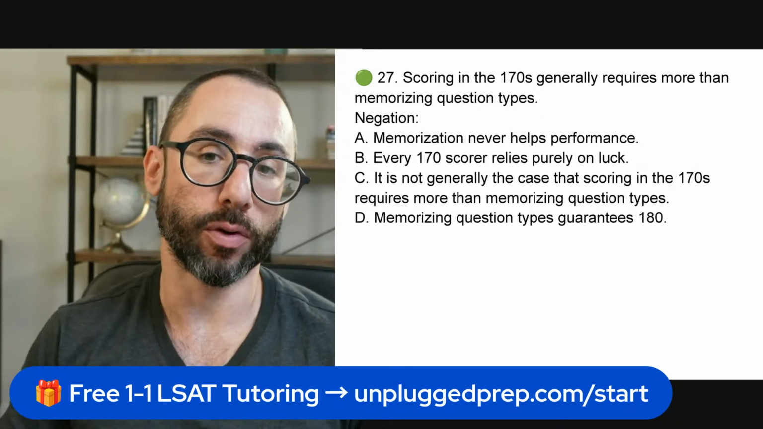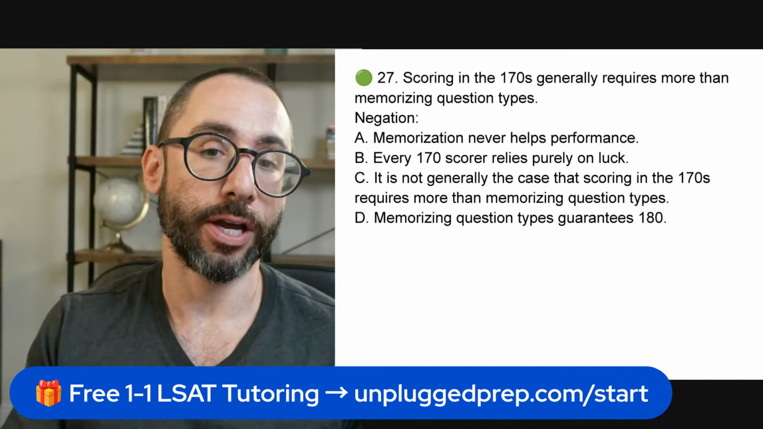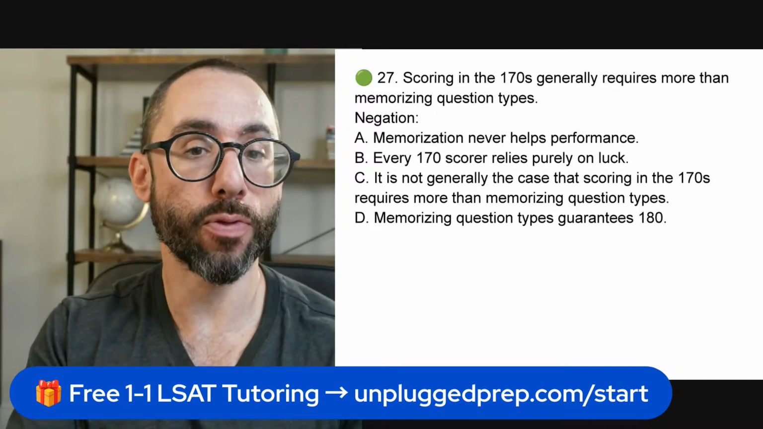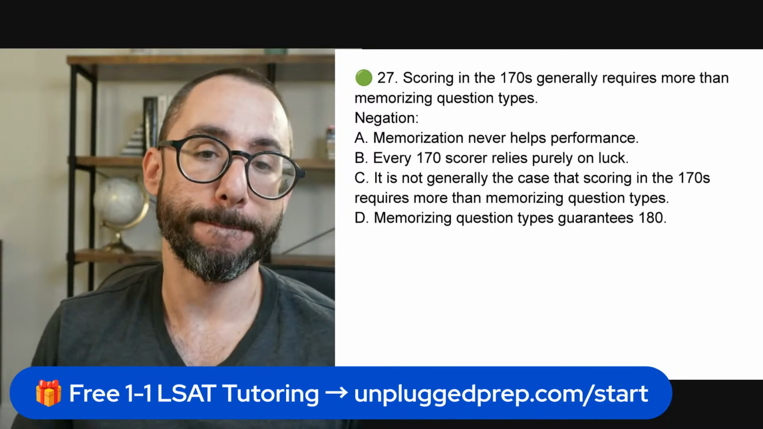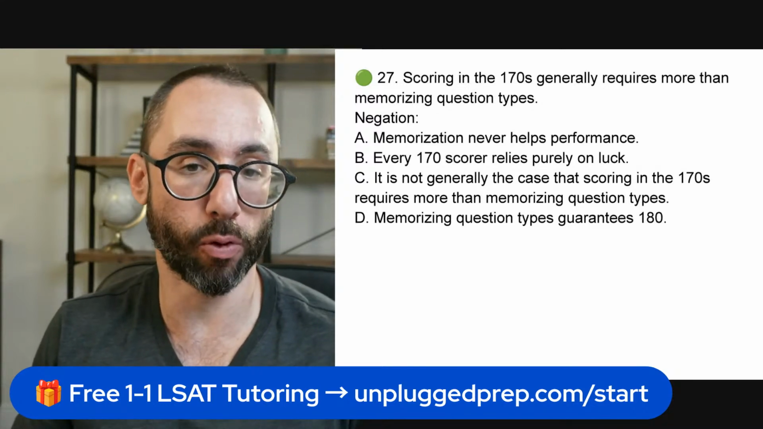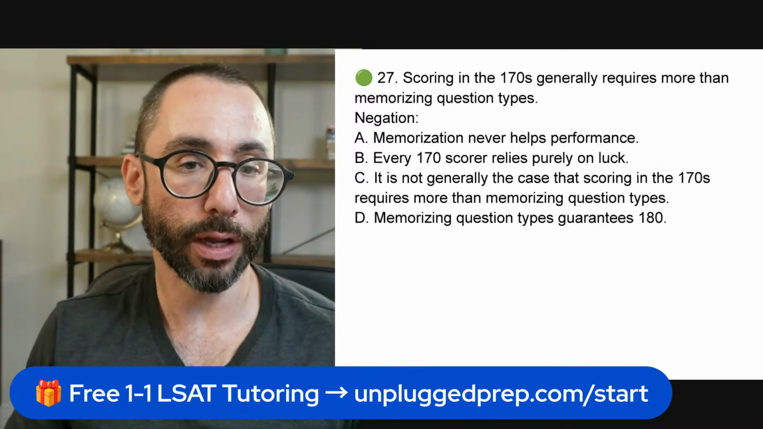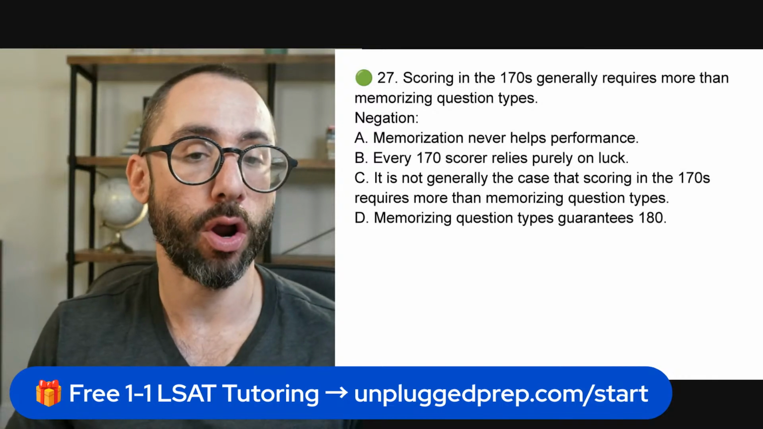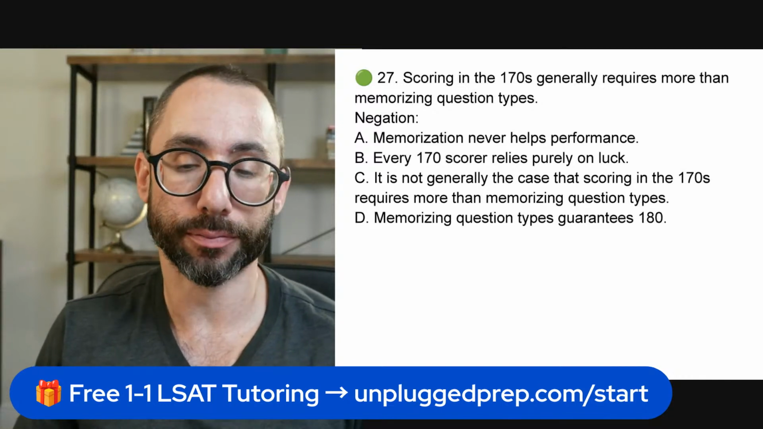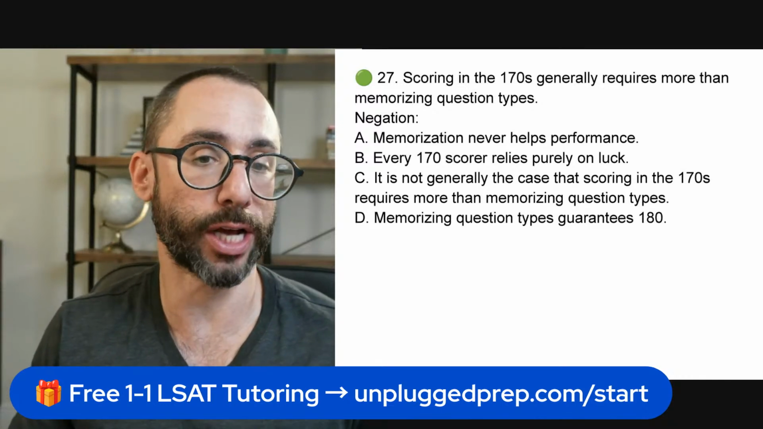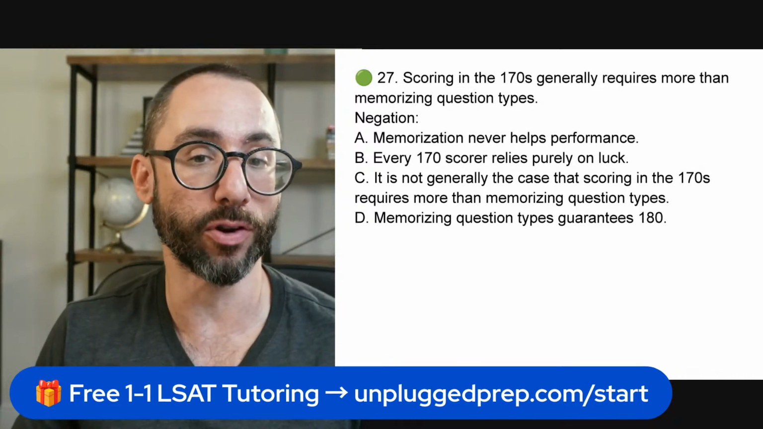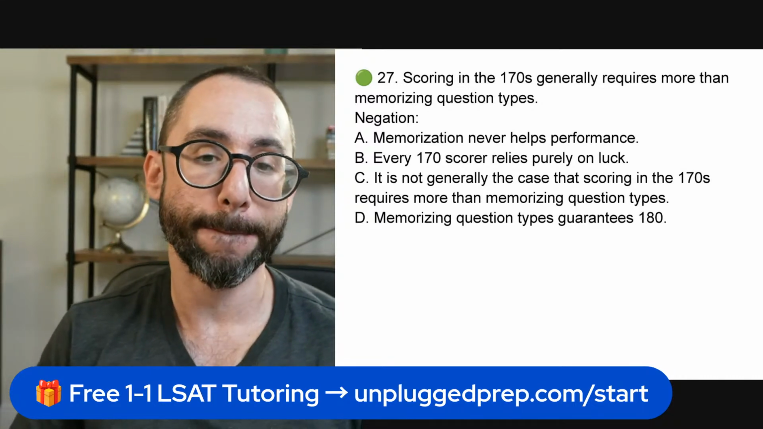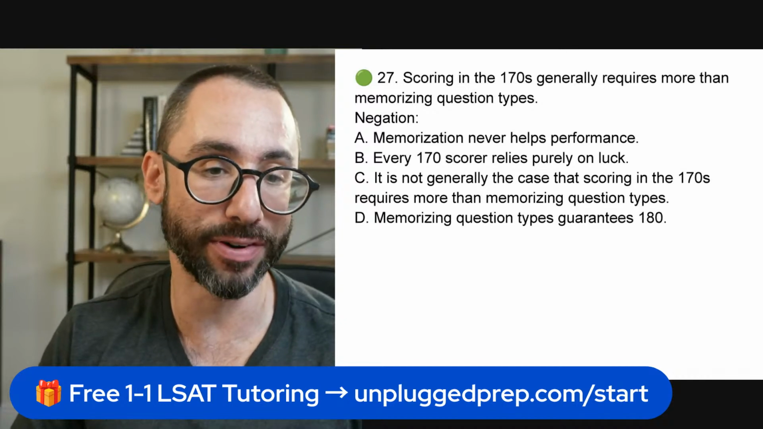Number 27, scoring in the 170s generally requires more than memorizing question types. What's the negation? A, memorization never helps performance. B, every 170 score relies purely on luck. C, it is not generally the case that scoring in the 170s requires more than memorizing question types. Or D, memorizing question types guarantees 180.